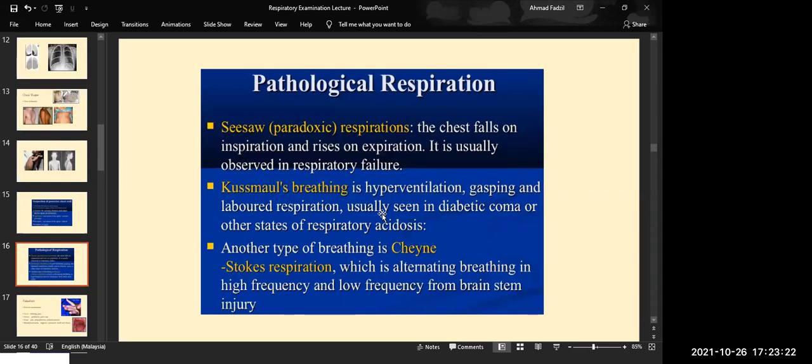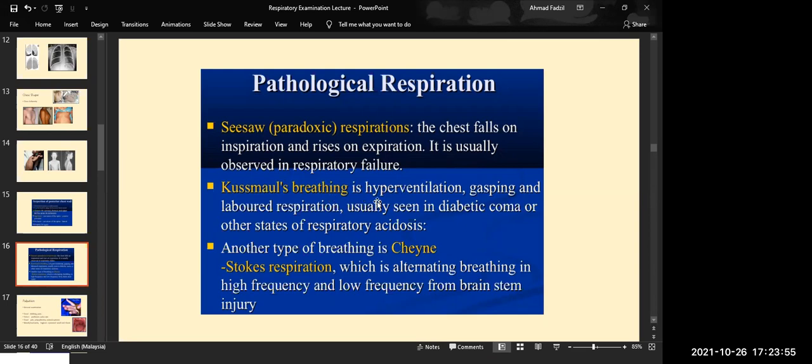So you see the respiration, observe the respiration rate. Normal respiration is expansion of the chest. You take a breath and the abdomen goes out on inspiration, but on expiration the abdomen goes in and the chest goes in. But in seesaw paradox movement, the chest falls on inspiration and rises on expiration. It is reversed from the normal respiration. So it is called seesaw, and it is due to impending respiratory failure.